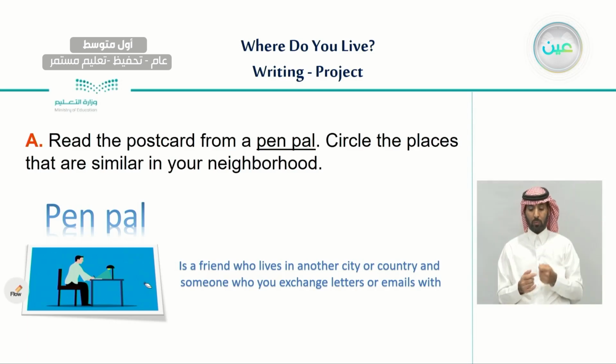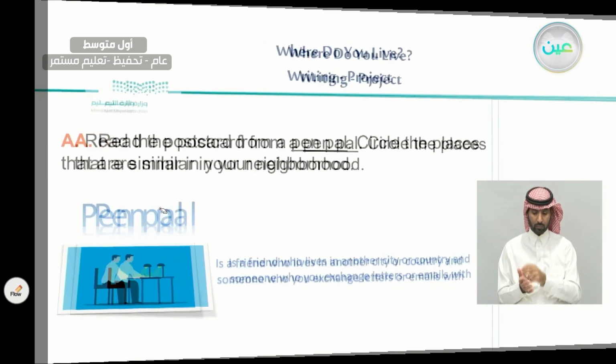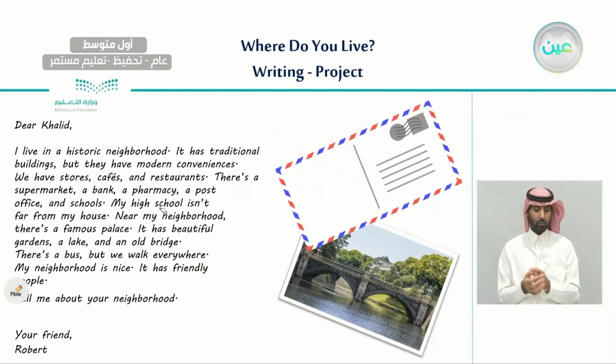So now let us read the postcard from our pen pal here, and then we're going to circle the places that are similar in our neighborhood. So this is the letter from our pen pal. Before we read this letter, let's try to explain how a letter or an email is written. As you can see here, in any letter or any email, we always start with a greeting. For example here, we can see a greeting which is, Dear Khalid.